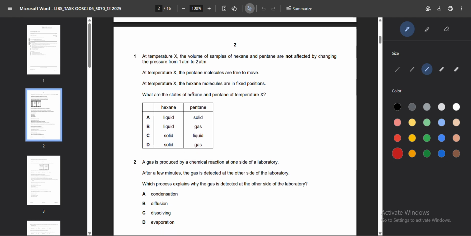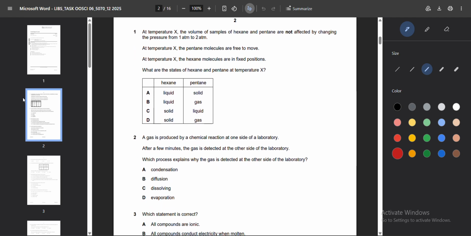Question number 1. At temperature X, the volume of the samples of hexane and pentane are not affected by changing the pressure from 1 atmosphere to 2 atmosphere. At temperature X, the pentane molecules are free to move. That means it might be a gas or liquid. And hexane molecules are in fixed positions, so it is a solid.